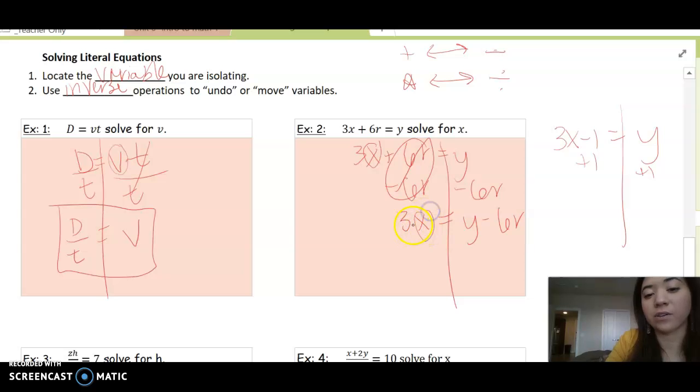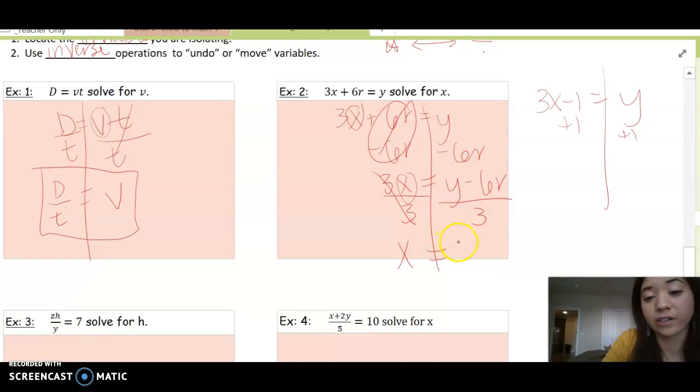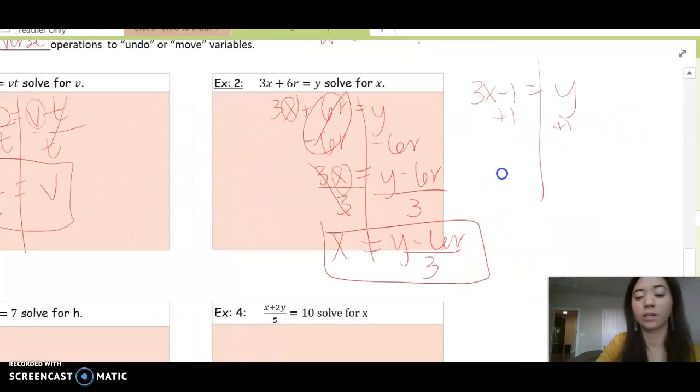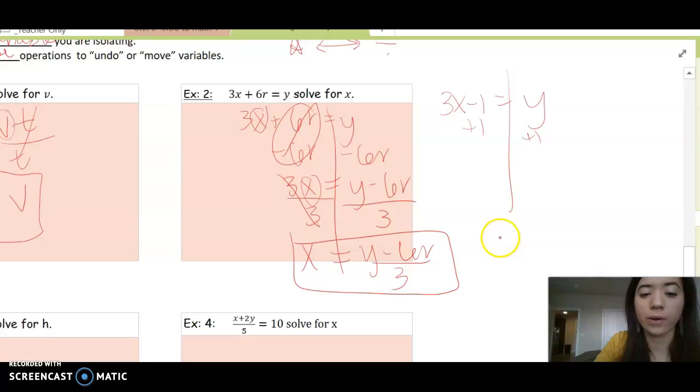Again, I want the x, so how do I get rid of this 3? By dividing. Those cancel. So then your whole answer ends up being this fraction. There's nothing you could do to it. So I'm going to write it as y minus 6r over 3. Now some of you might want to write it as like 1/3 minus 2r. You could do that too. I'm going to just keep it as a giant fraction here.